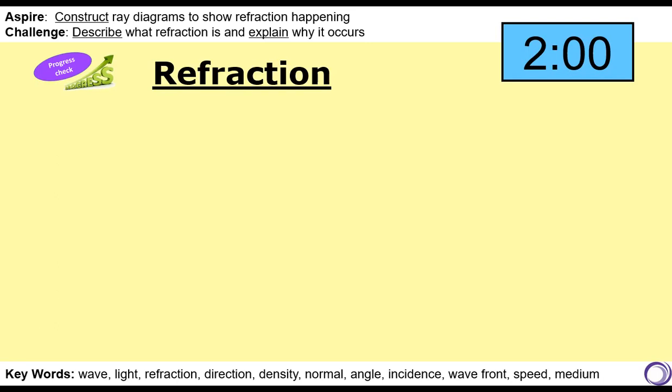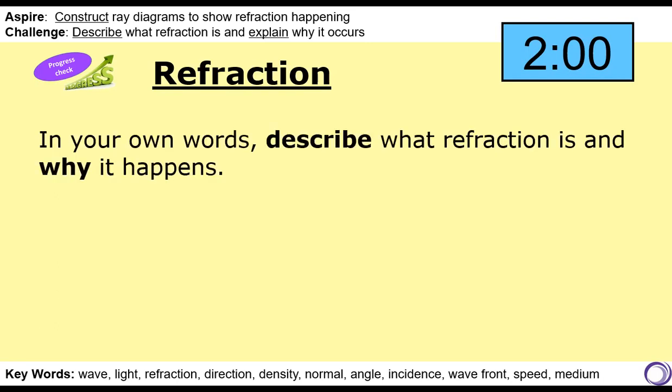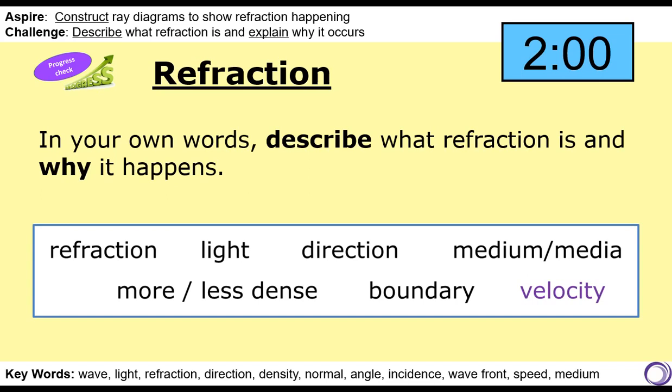So let's do a quick progress check to see how much you've understood of that. What I would like you to do, in your own words, is to describe what refraction is and why it happens. Now, if you wrote down the definition that I gave you earlier on, I'd like you to cover that up with your hand and just have a go at writing it again in your own words. To help you, I've got these keywords here that you can use.